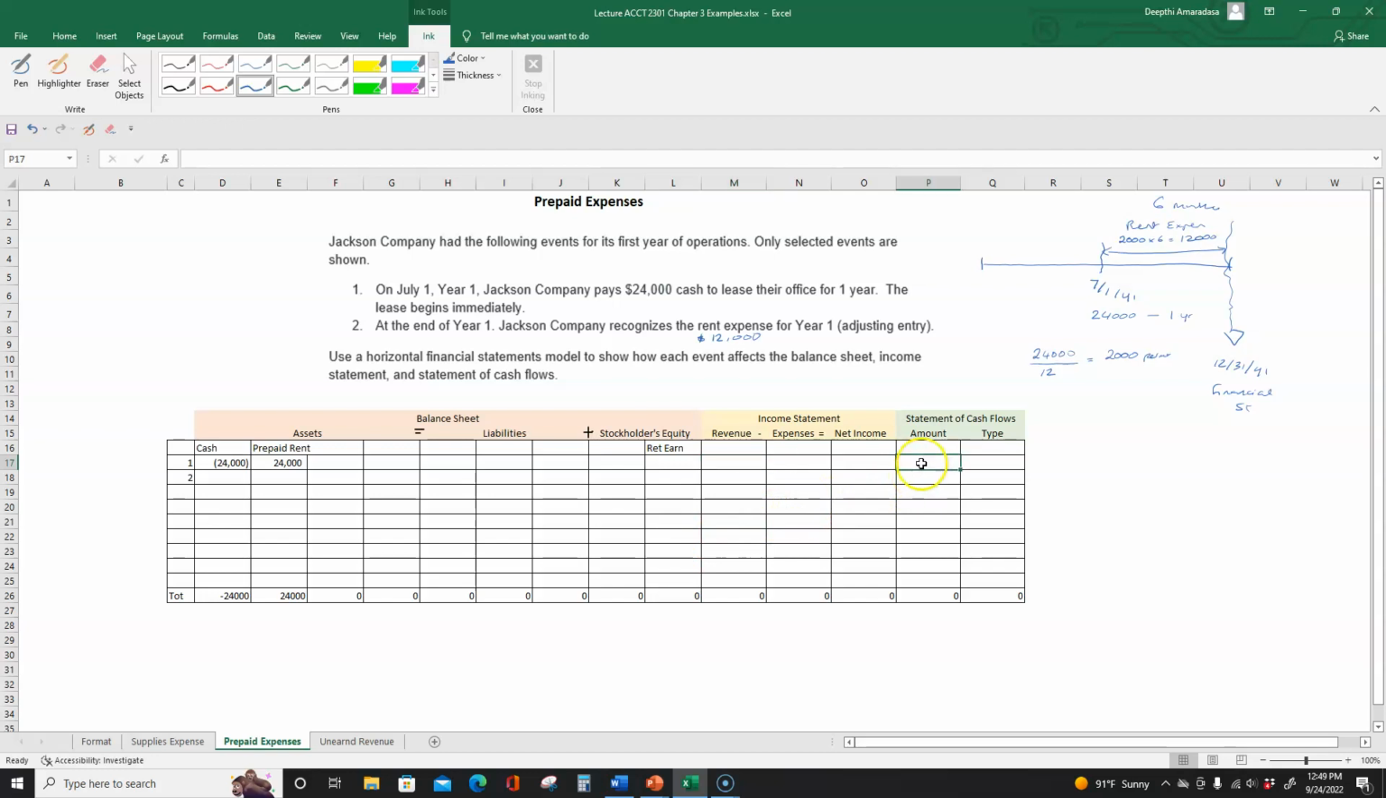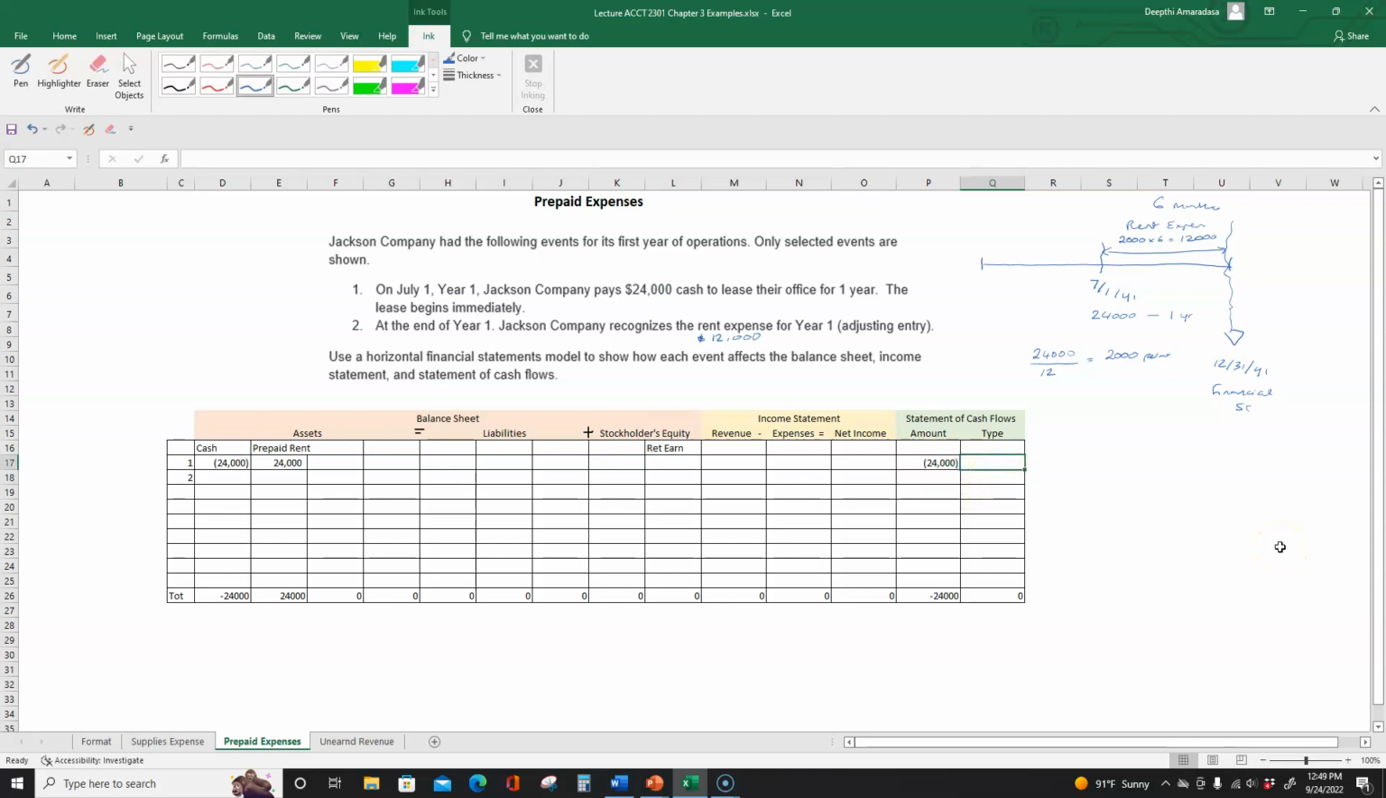Next, let's look at the statement of cash flows. Did this transaction affect the statement of cash flows? Yes, it did. Cash was affected, therefore, statement of cash flows is affected. Our cash had gone out of the company, so we had a cash outflow of $24,000.